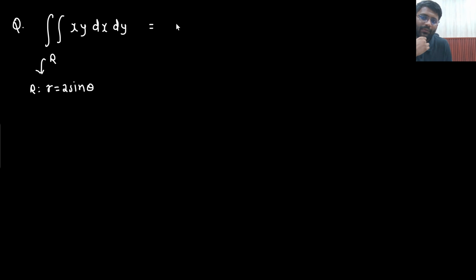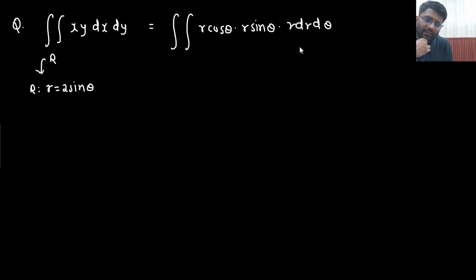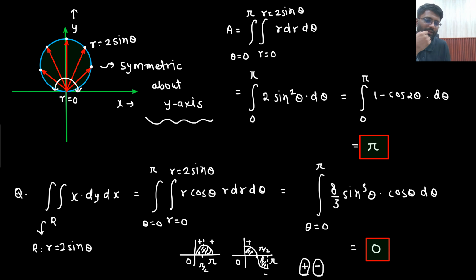Right? So what I will do? What is x? X is r cos theta. What is y? Y is r sin theta. r dr d theta. The value of r is going from 0 to r equals 2 sin theta. The value of theta is going from 0 to pi.